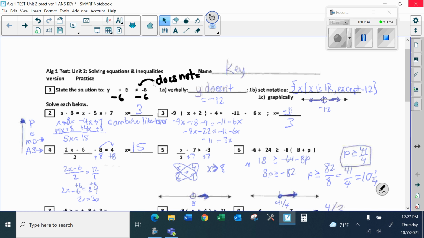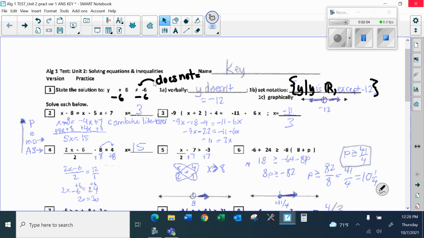B is set notation. This might be new to you, set notation. You draw these squiggly lines here like this. Draw your left one. You write down the variable you're dealing with. Oh, I should have said y, not x. Y such that y is all real. That's the all real symbol, comma, except -12. And then put the other bracket. Okay, so that's called set notation.